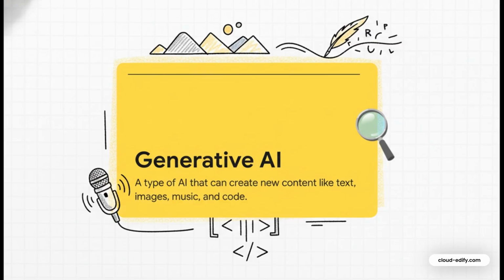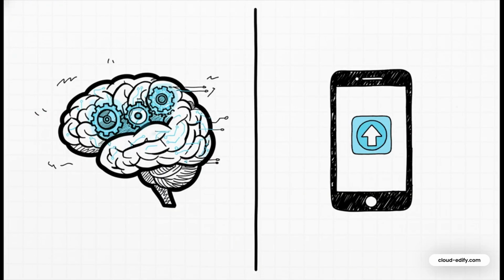So first, let's get on the same page. What even is generative AI? Well, unlike older AI that was mostly about analyzing data that already exists, this new type of AI has a superpower. It can create totally new stuff. We're talking text, images, music, even lines of code. It's not just an analyst, it's a creator.